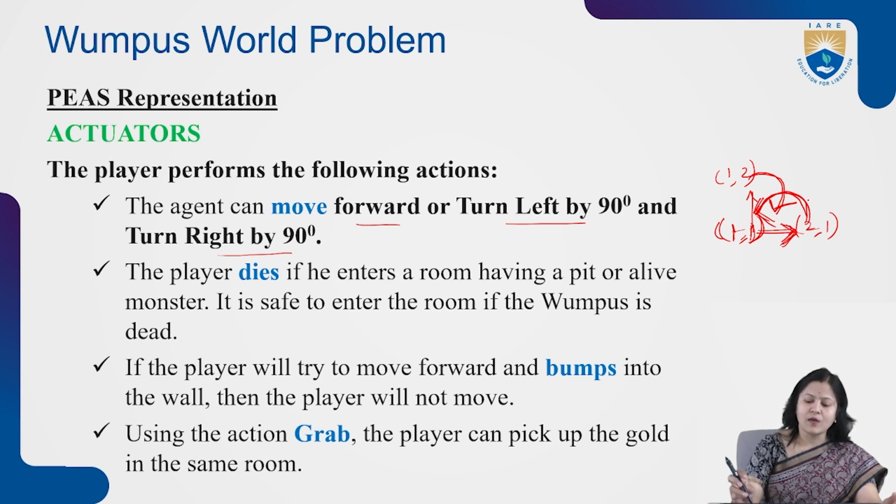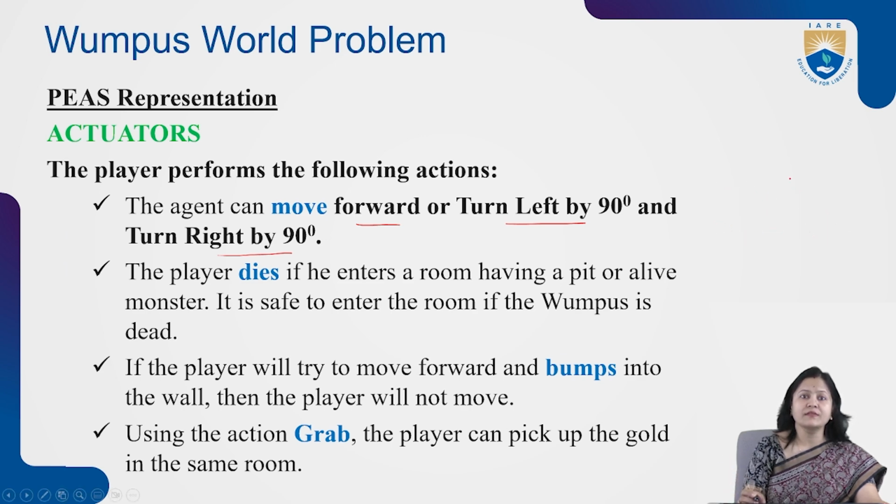Second one is die. The die action will be performed by the player. The player dies if he enters the room having a pit or a live monster. In either case, if he enters the pit or the monster room, he will definitely die. And it is safe to enter the room if the Wumpus is dead. So die is also one of the actions that can be performed by the player.